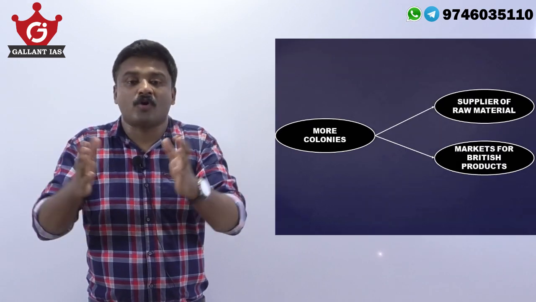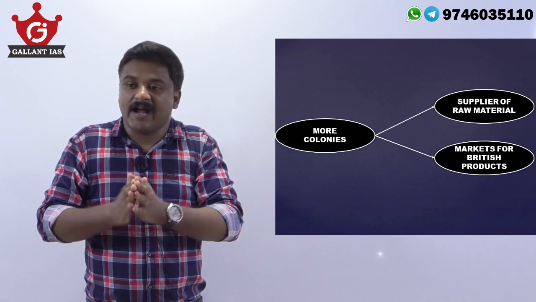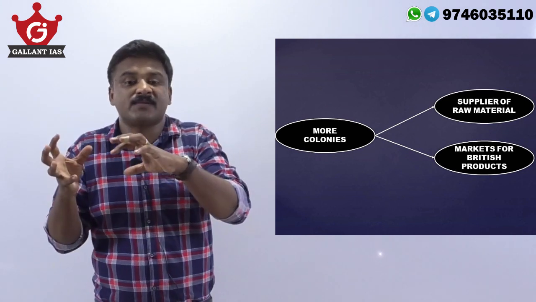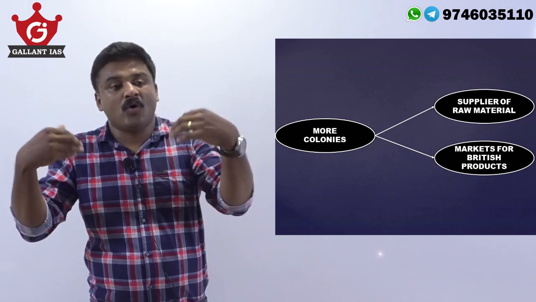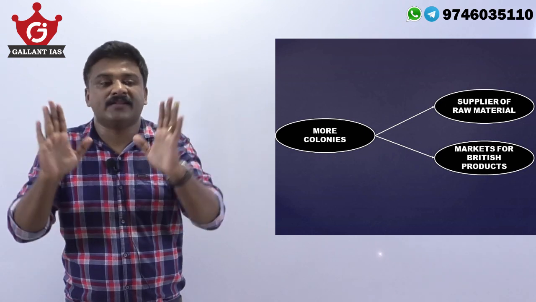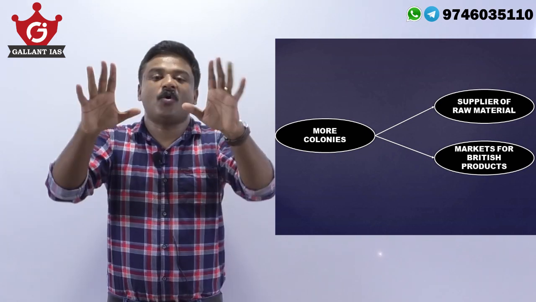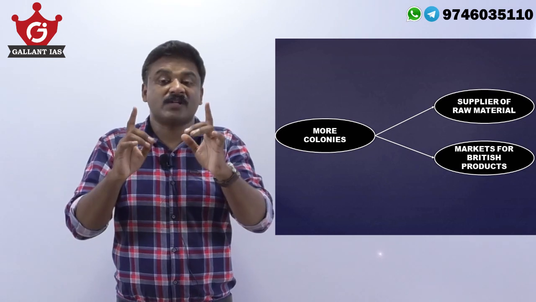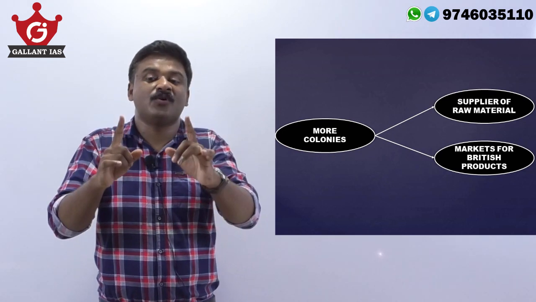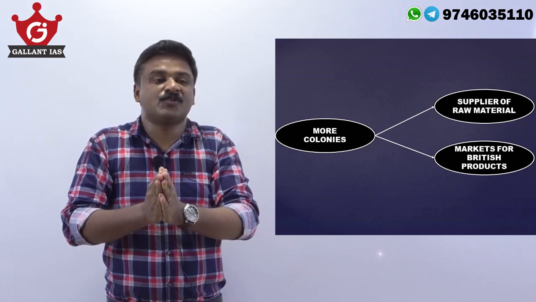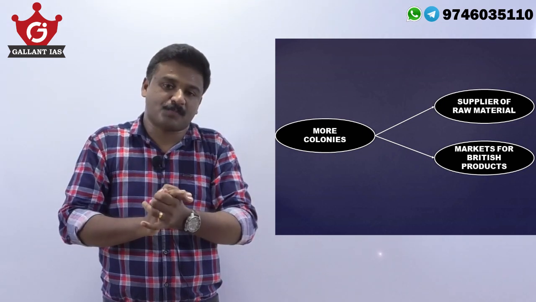It conquered more colonies, and a strong navy enabled the supply of raw material and also the export of finished products to other countries, other continents. Colonies acted as the supplier of raw material and also the buyer of these British products. So colonies offered free markets for British products.